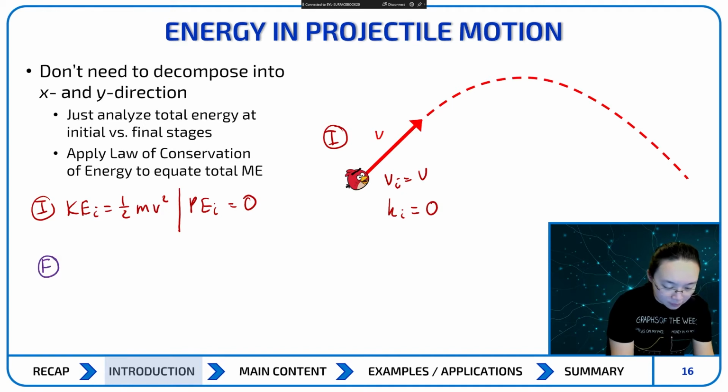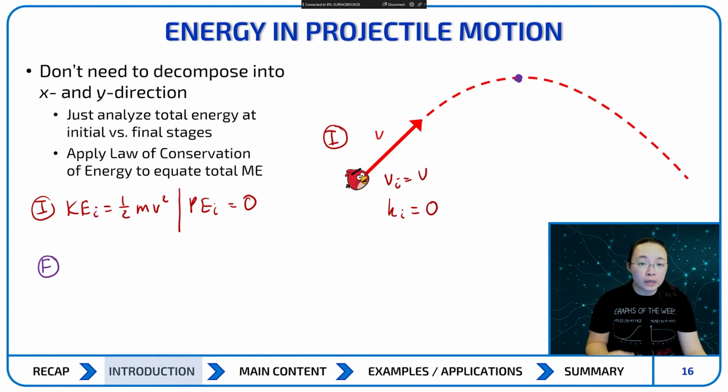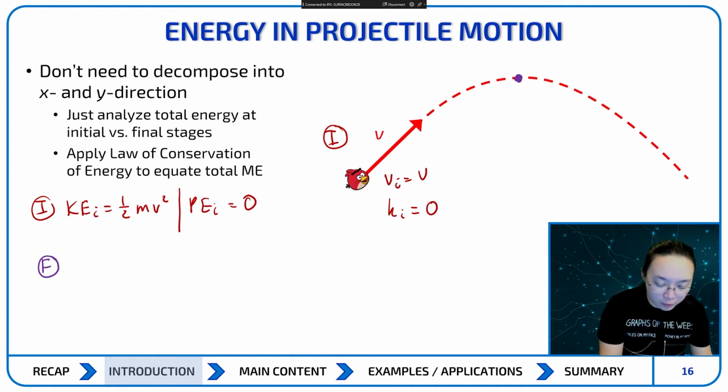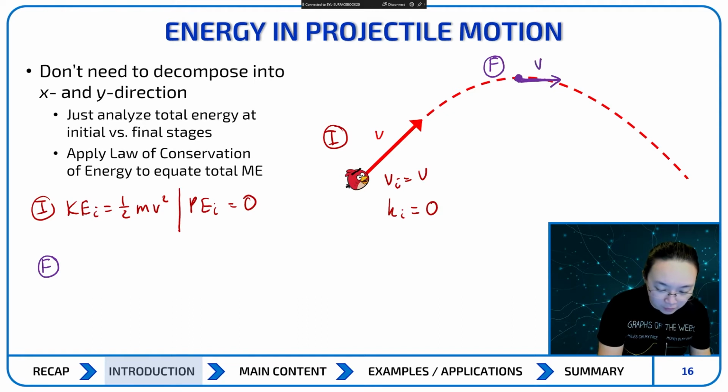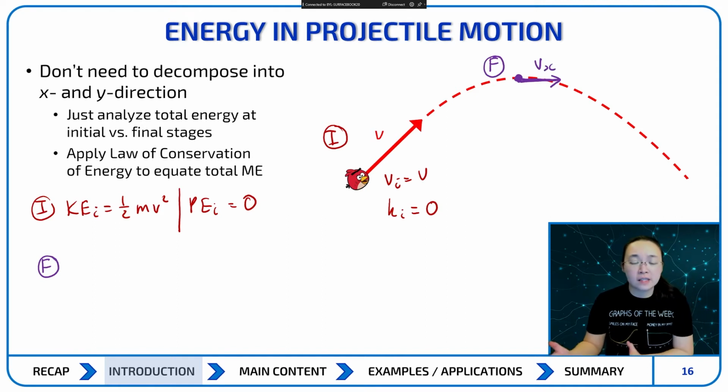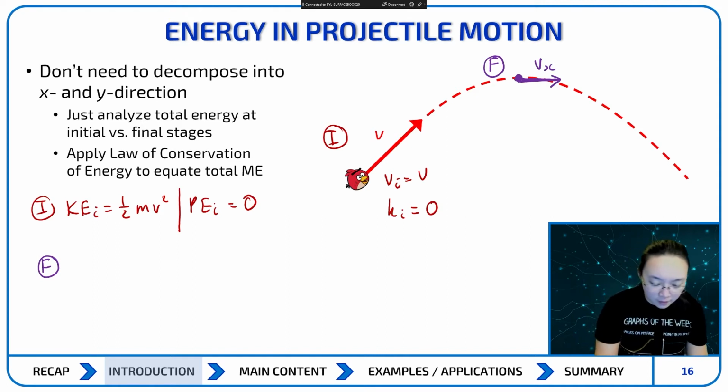Next, I take a look at my final position, which before we took a look at the peak of your projectile motion. So that's going to be F. And here I know that I'm going to have a certain speed. So there's no vertical speed, but there's still horizontal speed. And so that's going to be a magnitude of Vx. So Vx stays the same throughout, so we know that that is equal to Vf.